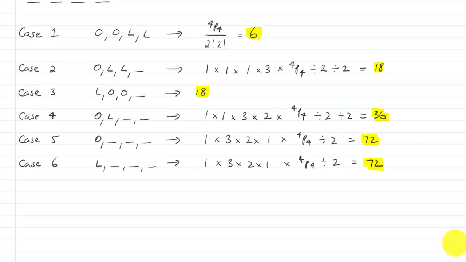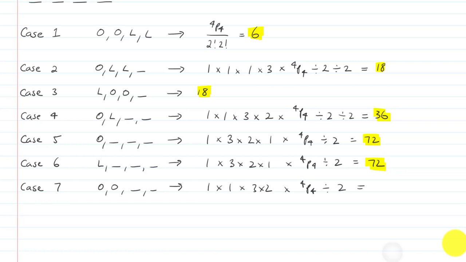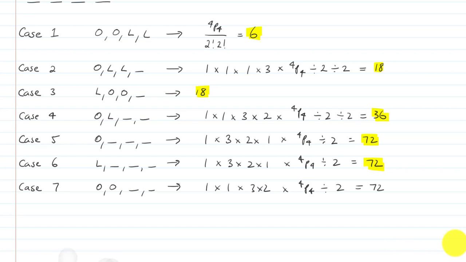And then we've got a case 7 and 8. So case 7 is where we have a double O and no L. And so this is 1 times 3 times 2 times 4P4 again. And then this time again divided by 2 because the O's could be ordered in 2 different ways. And so it's exactly the same as above again, which gives us another 72. And case 8 is the same again, but with the L's. And so that gives us a 72 as well. So I'll highlight those two.